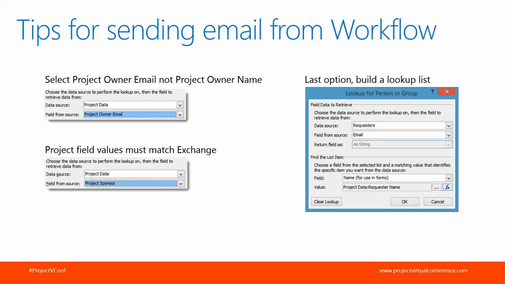If you're really still having trouble at that point, kind of an advanced workaround is you can actually build a list in SharePoint. For example, I might create one called requesters, and just go ahead and list all the emails of the requesters. And then when I'm trying to send an email to them, I can actually look up their name in that list using this workflow feature and send to their email that I've configured in the list. So that's kind of a last resort option there if you're having trouble sending email from workflows.